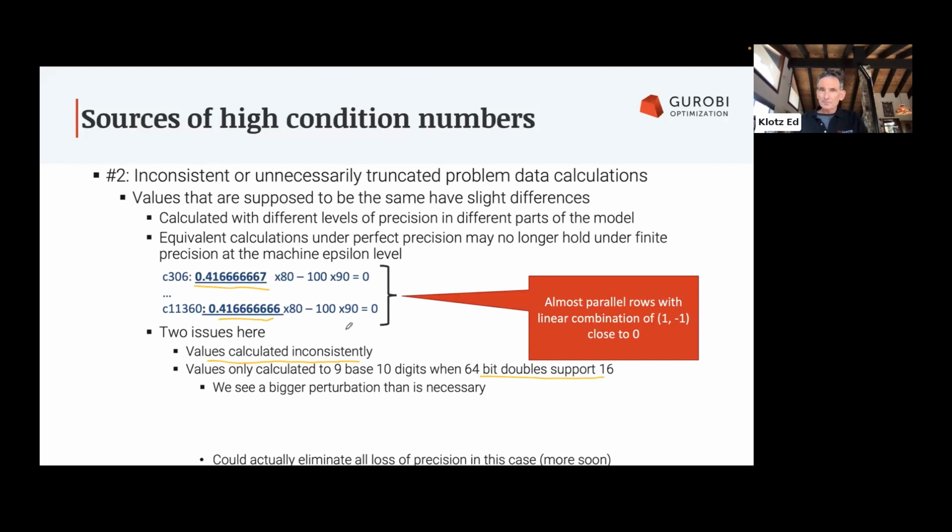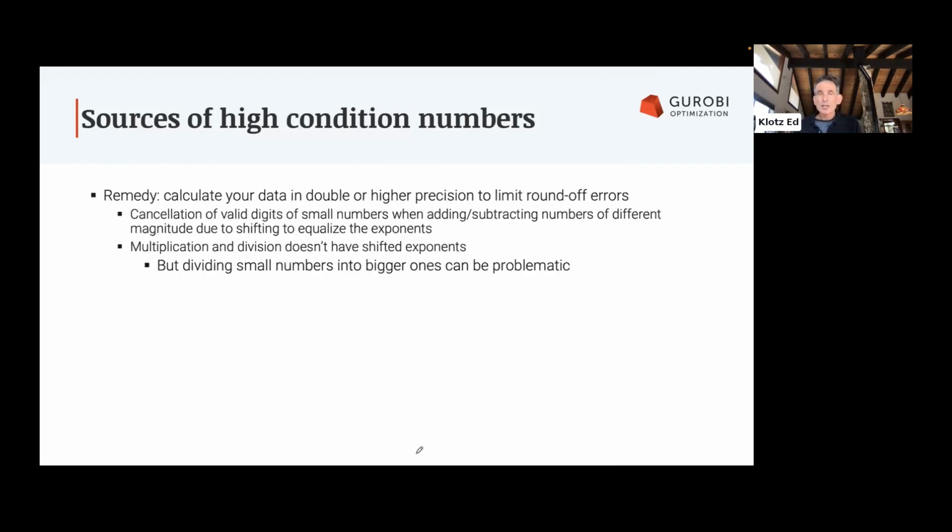So what does this mean? Well, it means that we introduced a bigger perturbation than is necessary to our input. And we saw how perturbations relate to the change in the computed solution given the condition numbers. So by providing the data more precisely, we introduce a smaller perturbation, which is less likely to be problematic. And as we'll see in a subsequent slide, we actually could have eliminated all the loss of precision in this case and done an even more precise representation than 16 digits.